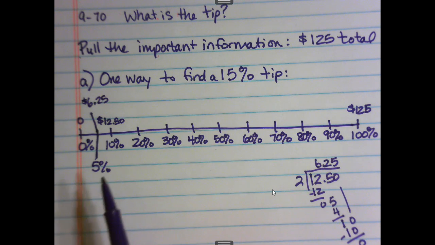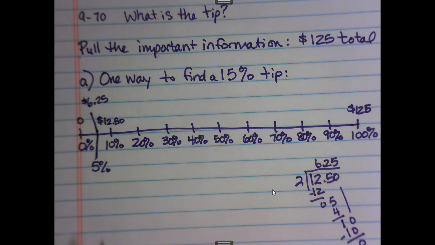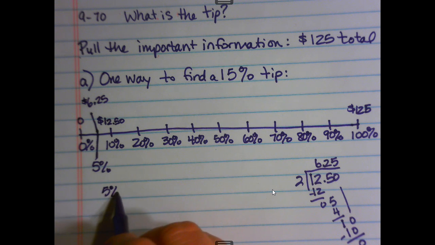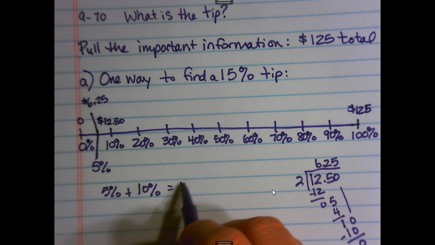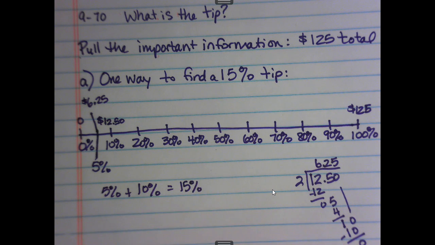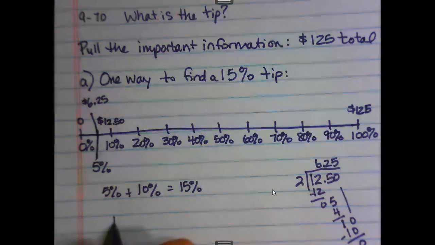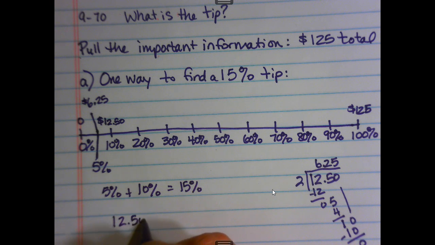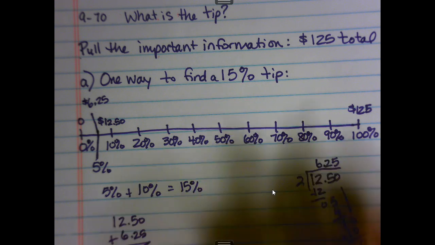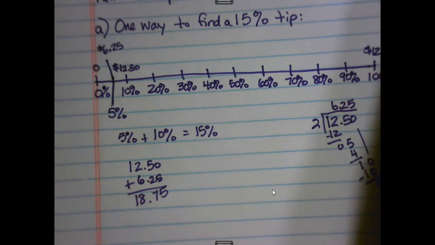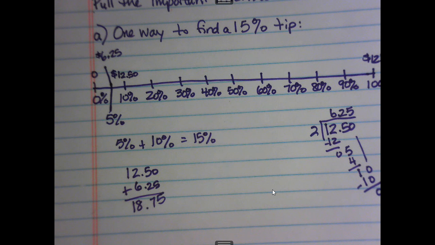If I add together 5% plus 10%, I get 15%. I can add together $12.50 and $6.25, making sure I line up those decimals. And I get $18.75 for my 15% tip.